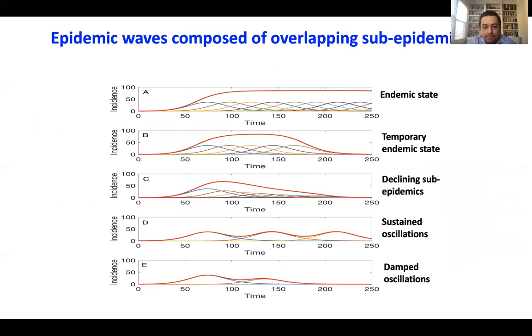Here, these panels illustrate different qualitative behaviors of the subepidemic modeling framework, from endemic states that result from the aggregation of subepidemics of the same size and equally spaced that are strongly overlapping with each other, to subepidemics that decline over time, that give rise to an epidemic wave with a slowly declining tail, two subepidemics that give rise to epidemic curves with oscillations, sustained oscillations, or damped oscillations if the subepidemics are declining over time.